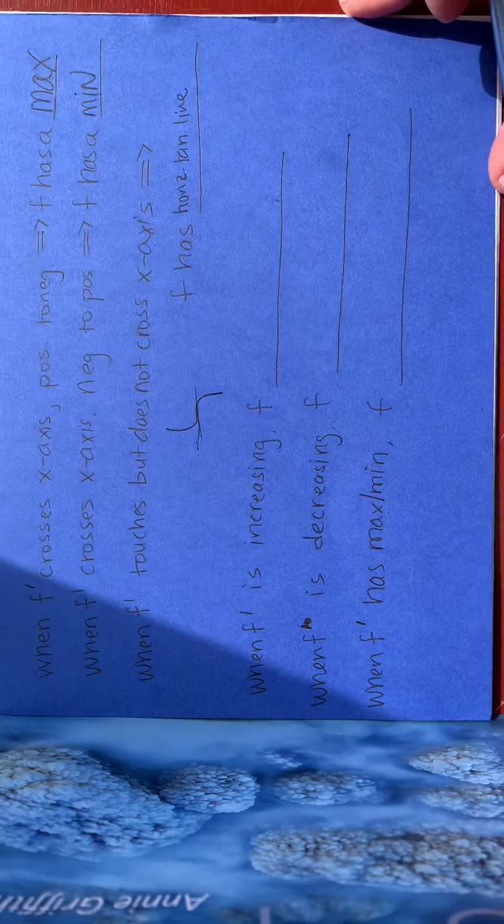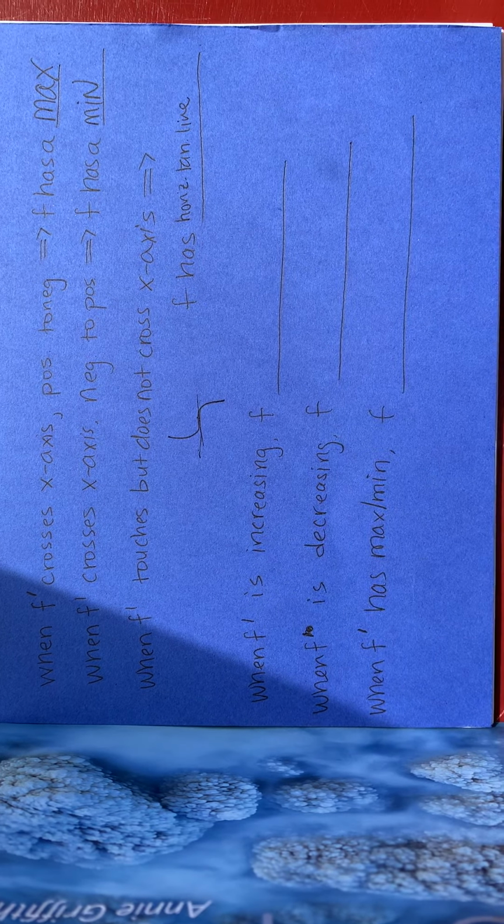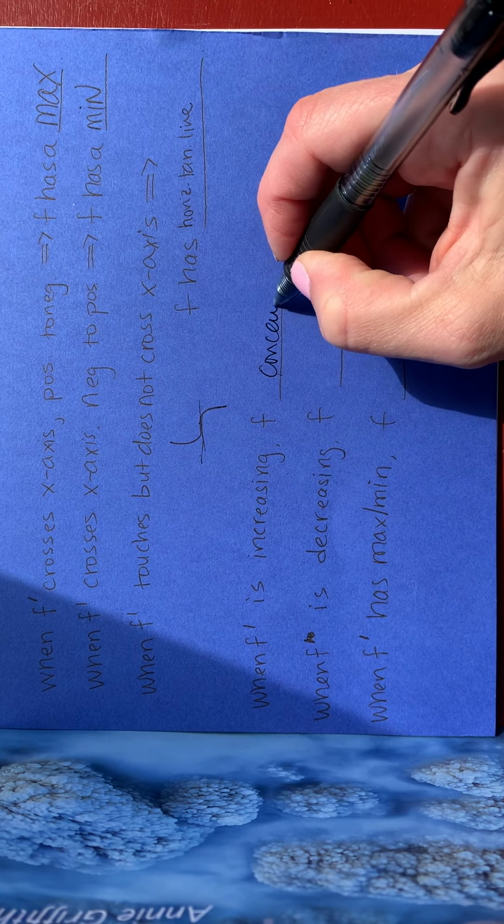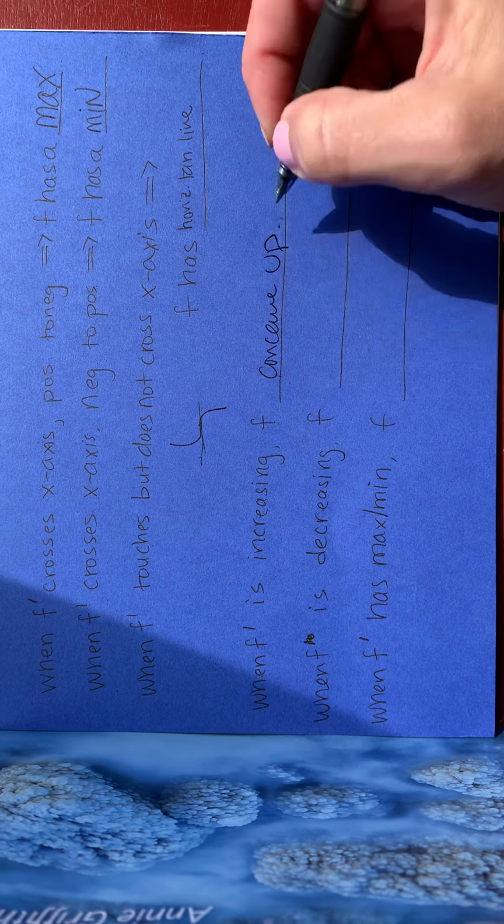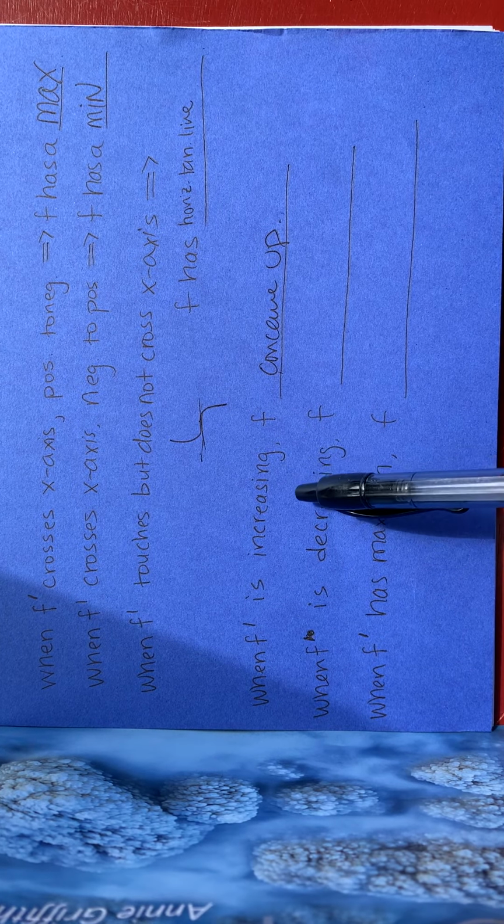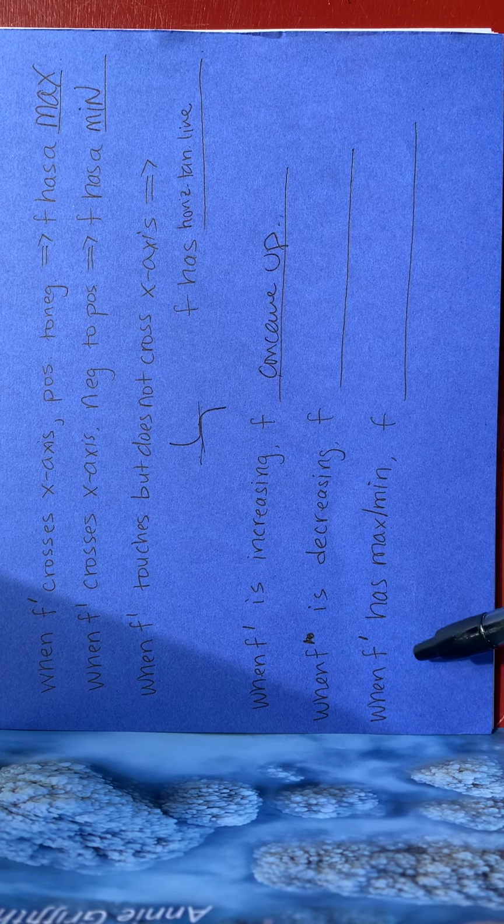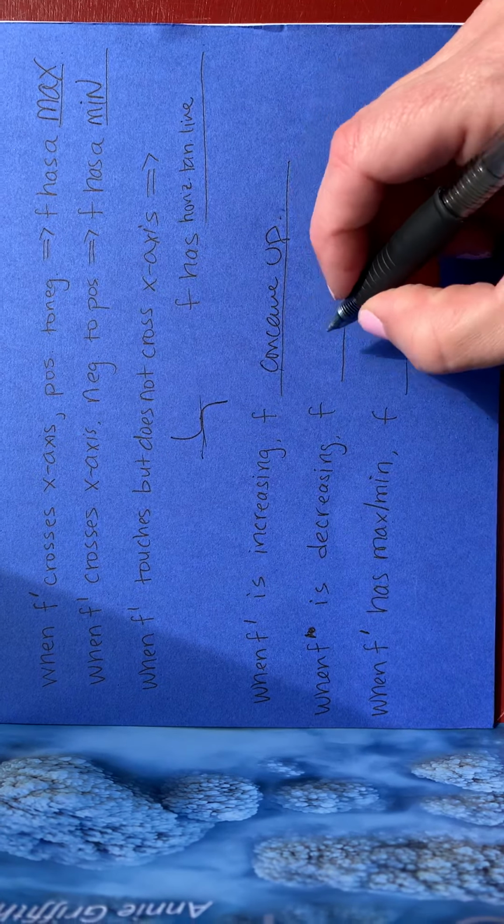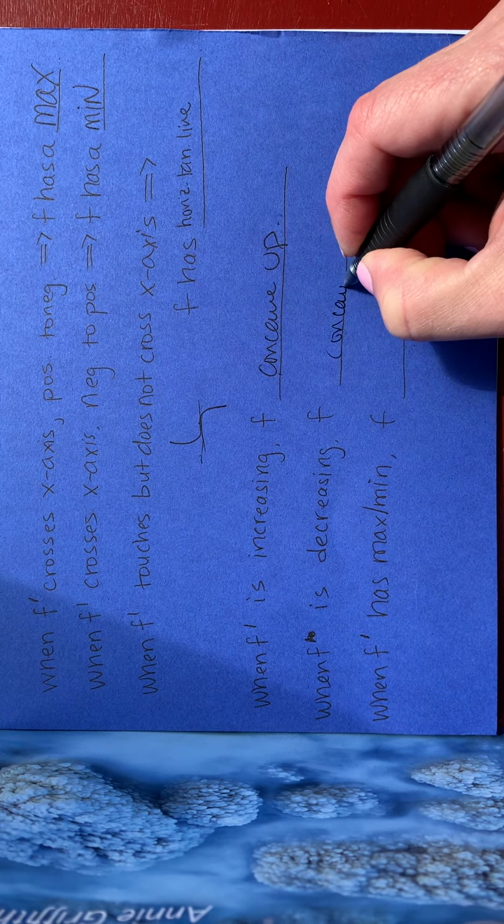Then when f prime is increasing, so now when my derivative is increasing, f is going to be concave up. That means the slope of f is changing at an increasing rate. That means the second derivative is positive, so therefore f is concave up. When f prime is decreasing, f is concave down.